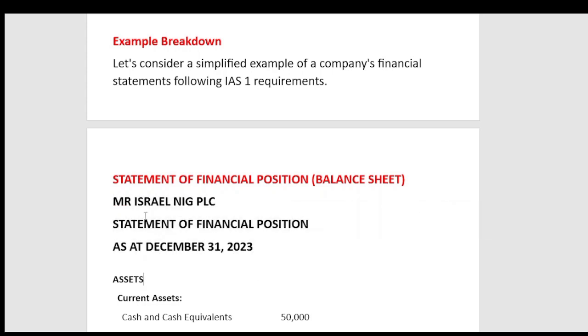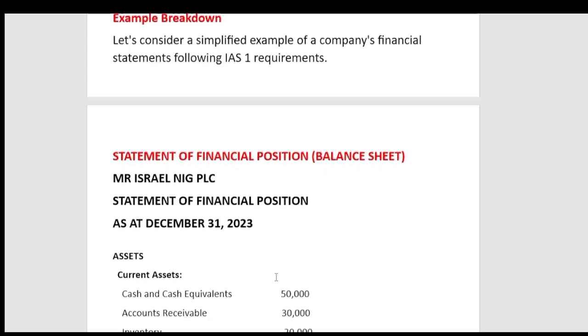Now you know the company that is reporting this, you know the component of financial statement in which they are reporting, and as at the date, you know the period. The currency should be here. If it is dollar, naira, pounds, the symbol should be here. Sorry, I didn't put it. The symbol should be here. That is one of the requirements of IAS 1.